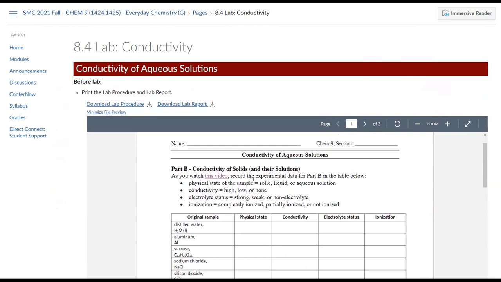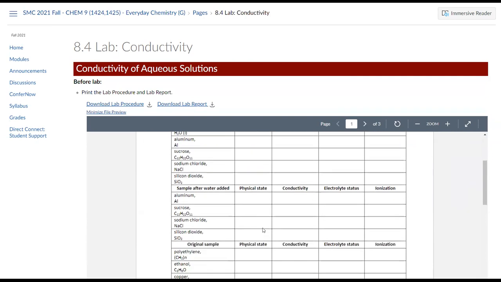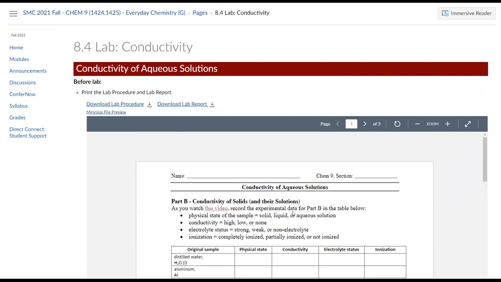And so the video is going to show you a bunch of things going on. And you need to first understand what you're supposed to write in these boxes. Okay, so let's go to here. In these boxes, you have physical state, conductivity, electrolyte status, and ionization. These are all original samples, and then you're going to add water. So you can write this on your lab report, but I'm going to switch to my slide for this so that I can write a few things down.